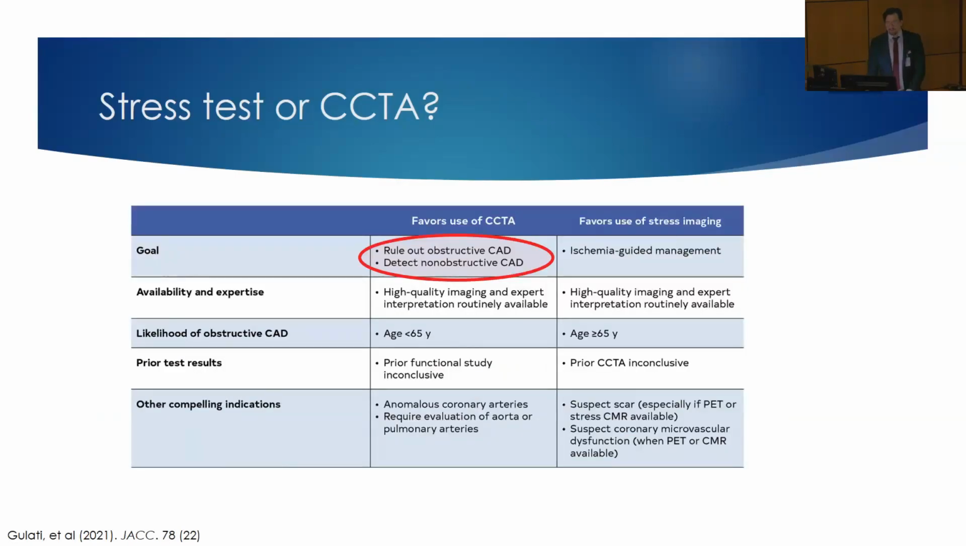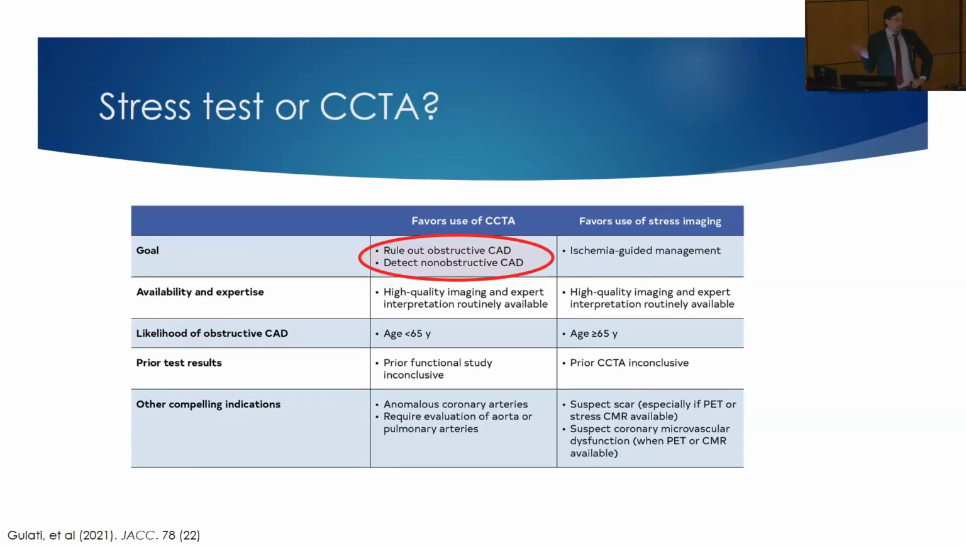So some scenarios that might favor use of a coronary CT: if you absolutely want to rule out obstructive coronary disease, of course, this is a great way. And the benefit of coronary CT, as I mentioned before, is you can detect non-obstructive coronary disease. What favors the use of stress testing, like Lexiscan nuclear test or stress echo, is ischemia guided management.